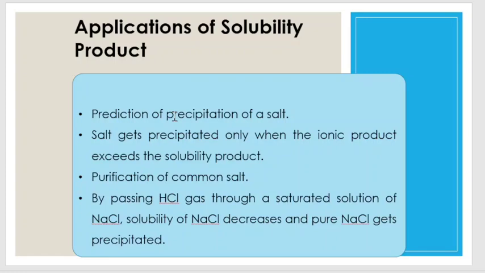Now, applications of solubility product. Predicting the precipitation of a salt: as we discussed already, if the ionic product exceeds the solubility product, the salt gets precipitated out. Suppose we pass HCl gas through a saturated solution of NaCl, the solubility of NaCl decreases and pure NaCl crystals can be precipitated out.